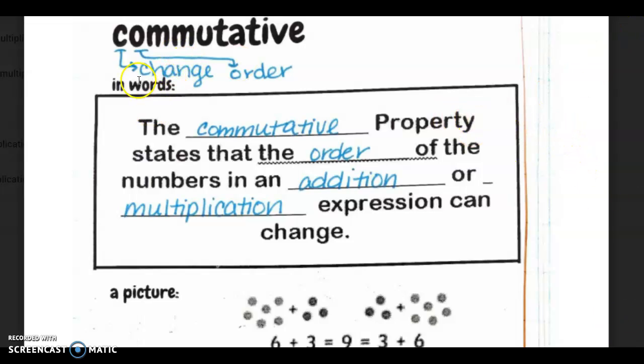So for commutative, I always think about the first two letters of commutative, CO, and I always just think change order. So if everything else fails and you can't remember commutative, I always think change order. So you change the order of the addends or factors, and you still obviously get the same answer. In words, we can say the commutative property states that the order of the numbers in an addition or multiplication expression can change, and that doesn't change the answer of the expression.